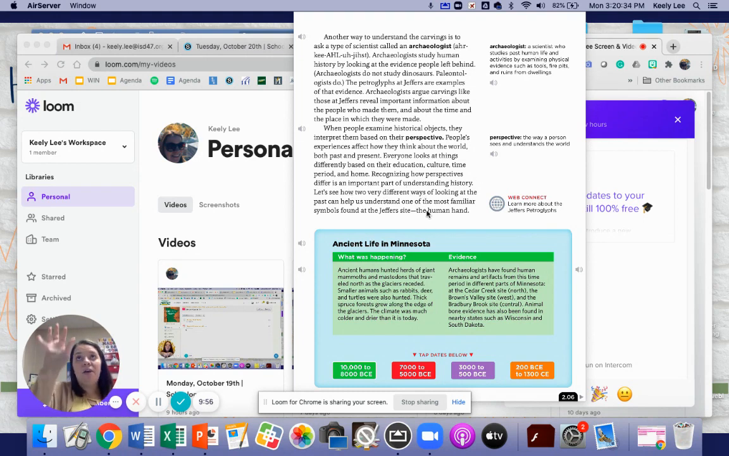Okay, so maybe you have two people in your picture and you somehow distinguish differences between them, maybe their age, maybe their education, maybe the time period that they're living in, and they're seeing things very differently.